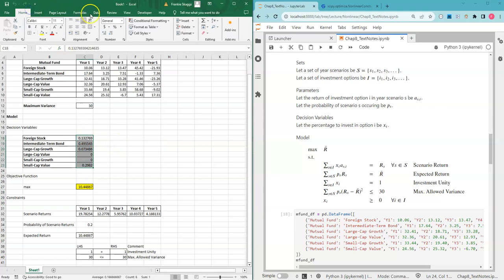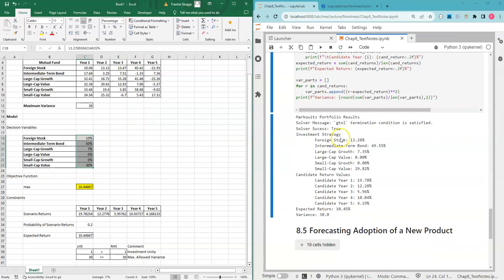Here are the different variations, and I think that's very similar to what we had before. Yes, 13, 50, 7, and 30 down there. Very good. So it looks like we have pretty good agreement between the Excel solver as well as SciPy's solver as well. 10.45 for the expected return and 30 on the variance. Yep. So these are looking good, and hopefully that helps you understand how to both formulate the Markowitz model as well as implement it in either Python with the SciPy package or Excel using its solver there.